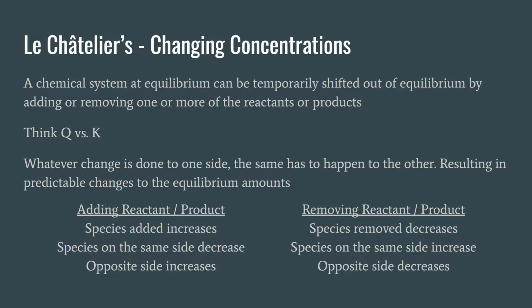The opposite is true for removing the reactants and the products. The species removed will slightly decrease. Any species on the same side will increase because the reaction is going to have to try to fill in that hole, that decrease in reactant. And so the opposite side is also going to decrease. This sounds trickier than it is, but just take your time thinking about it and it should be okay. And we have a couple of practice problems.